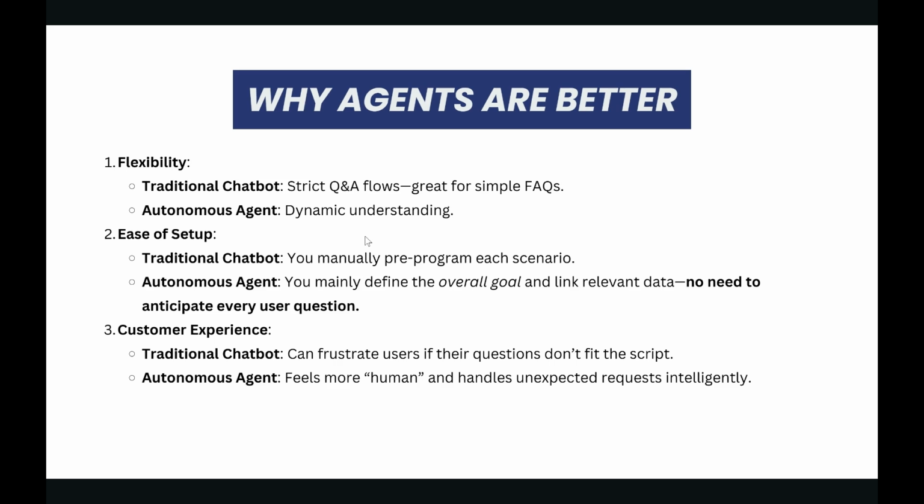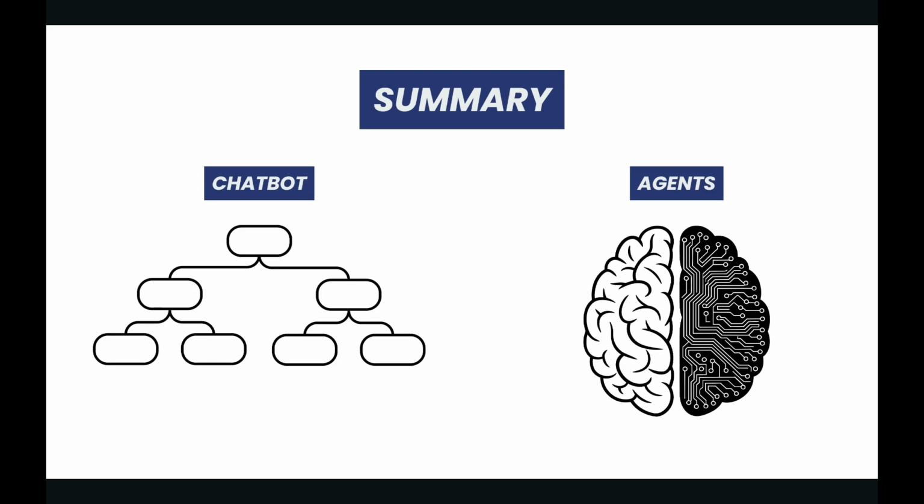Agents are also better because of the ease of setup. With traditional chatbots, you manually pre-program each scenario, whereas with autonomous agents, you mainly define the overall goal and link relevant data. There's no need to anticipate every user question. And lastly, agents deliver an overall better customer experience. Traditional chatbots can frustrate users if their questions don't fit the predefined scripts, whereas autonomous agents feel more human and handle unexpected requests intelligently.